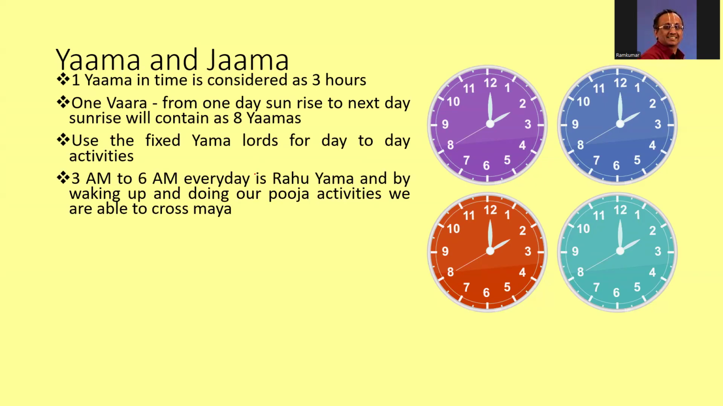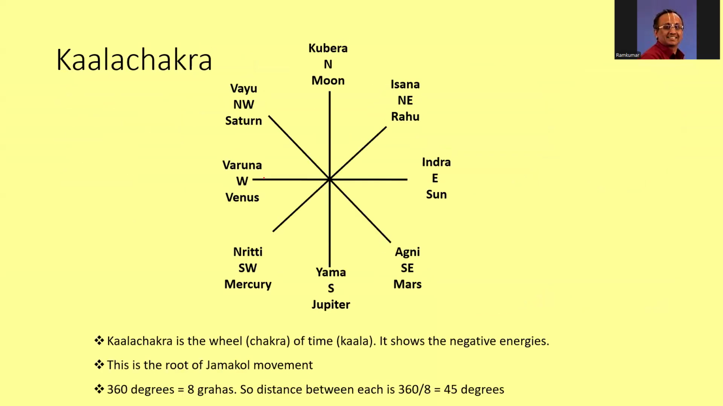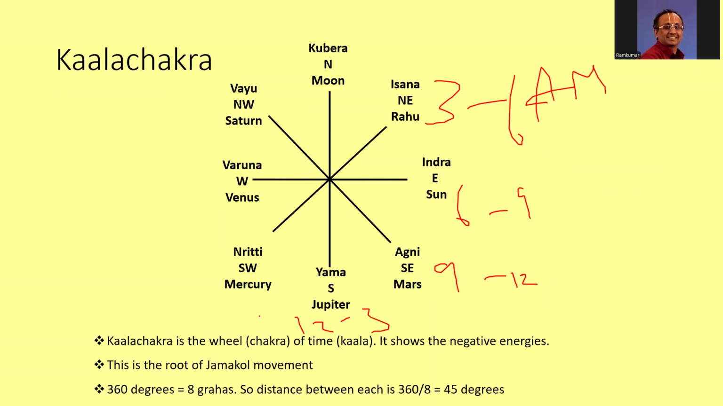3 to 6 a.m. is always Rahu yama. Then 6 to 9 will be sunrise, right? So at sunrise, Sun will be the yama. Then 9 to 12 will be Mars. 12 to 3 will be Jupiter. 3 to 6 p.m. will be Mercury.